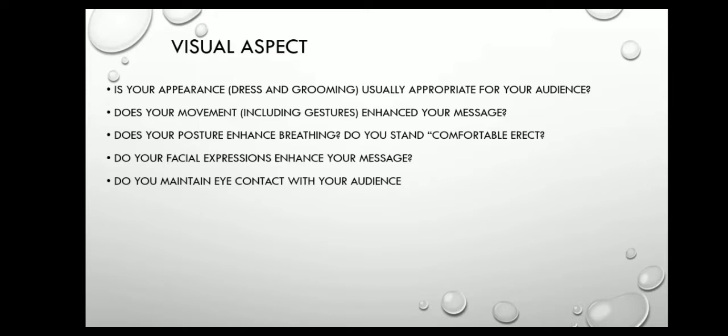Visual aspect. Visual aspect is the way we deliver our appearance, movement, posture, facial expression, and eye contact, just like dancing. We all know that we must have a connection with an audience. So on behalf of that, while dancing, we will use visual aspect. We have some examples below, you can read them to find out. For example, is your appearance, dress and grooming usually appropriate for your audience?